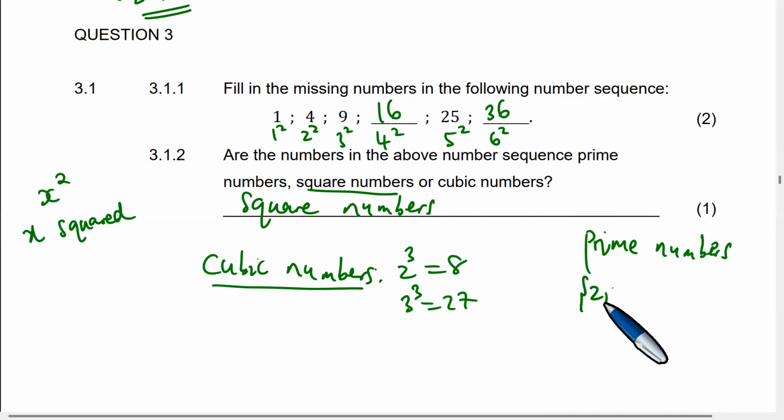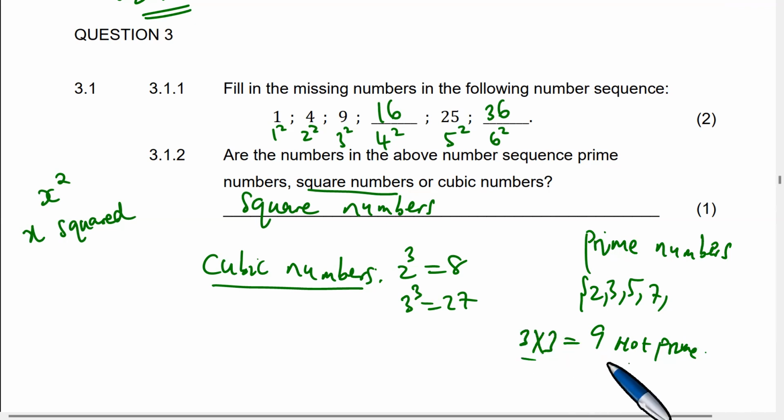Please come again. 2, 3, 5, 7, 9. The 9 is not prime. 11. Why? Because it's divisible by 3. But prime numbers are only divisible by themselves and 1. You get the point? Yes, sir. So it will be 11, 13, and so on.